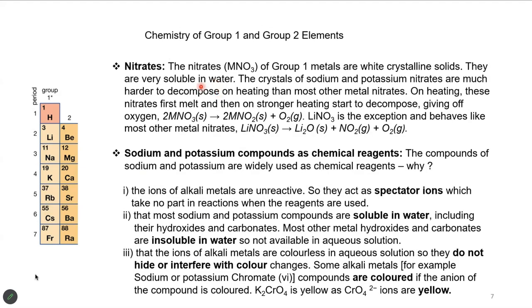Now we talk about nitrates of group 1 elements. Please note that MNO3 is the general formula of nitrates of group 1. You can see here that M always has oxidation state 1. They are crystalline solids, soluble in water. Crystals of sodium and potassium nitrates are much harder to decompose. We cannot decompose them very easily, unlike other metal nitrates.